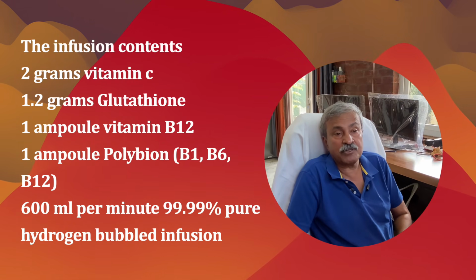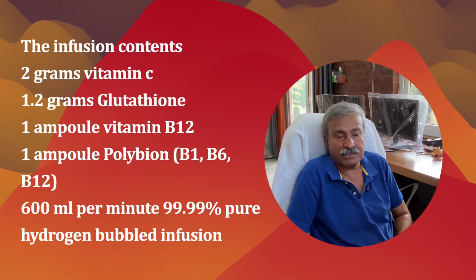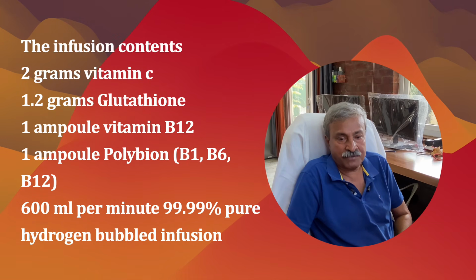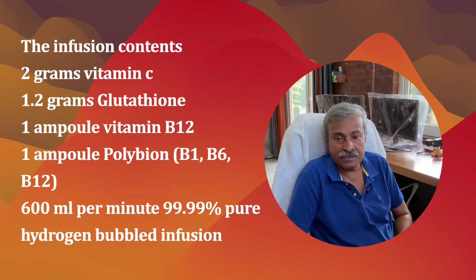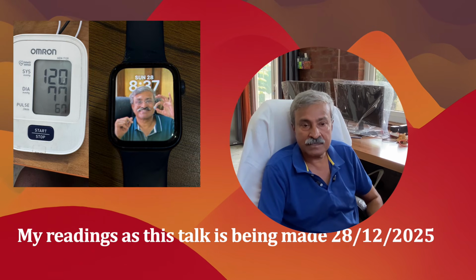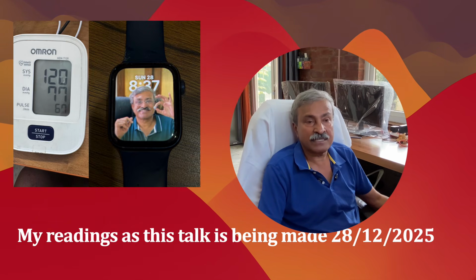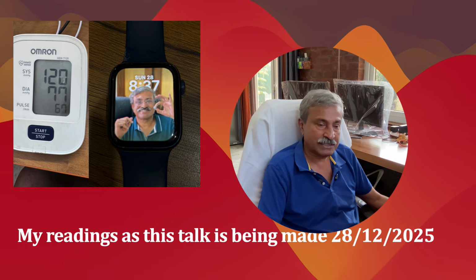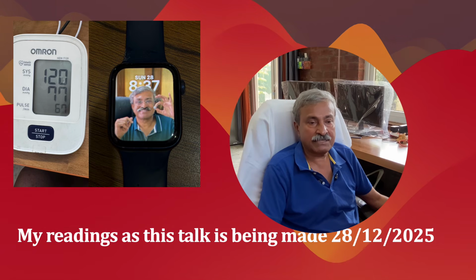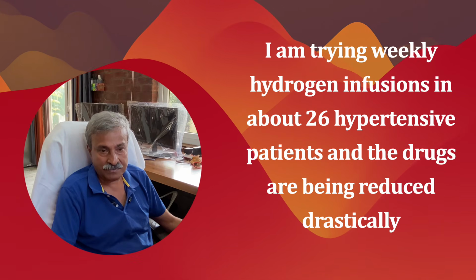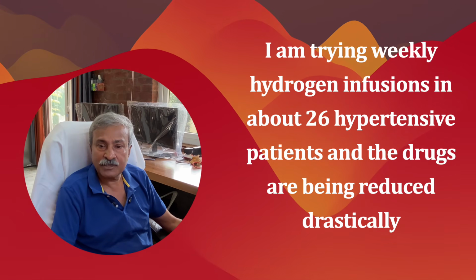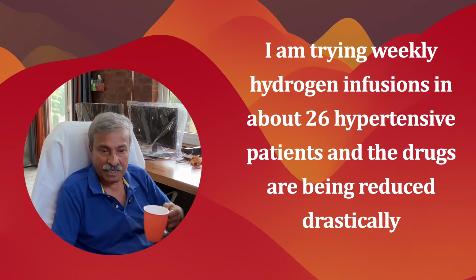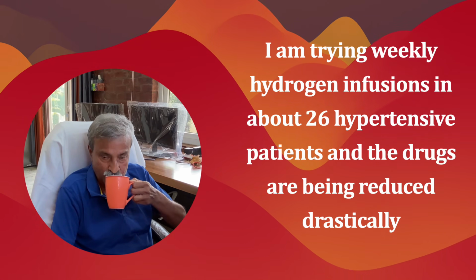What did I take? The infusion was 2 grams of vitamin C, 1.2 grams of glutathione, 1 ampule vitamin B12, 1 ampule Polybion, and 600 ml per minute of 99.99% pure hydrogen bubbled in the infusion. This is Sunday 28 December 2025, and you can see my blood pressure in the morning: 67 is my pulse, and 120 by 77 is my blood pressure. I am trying weekly hydrogen infusions in about 26 hypertensive patients, and their antihypertensive drugs are dramatically reduced.